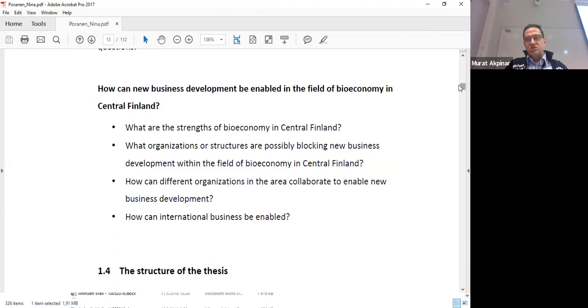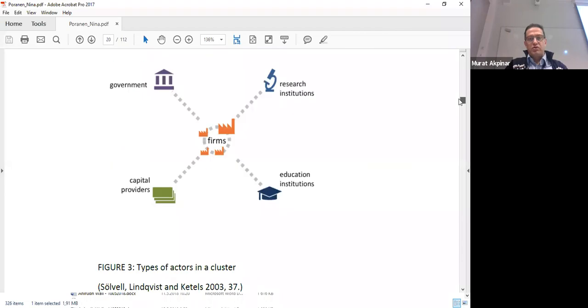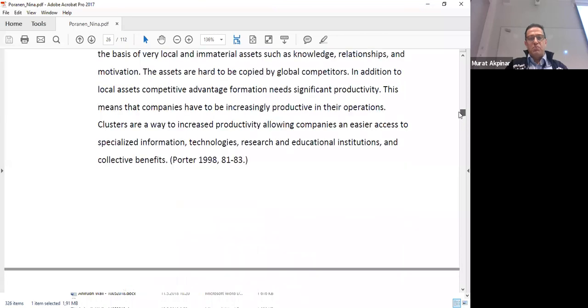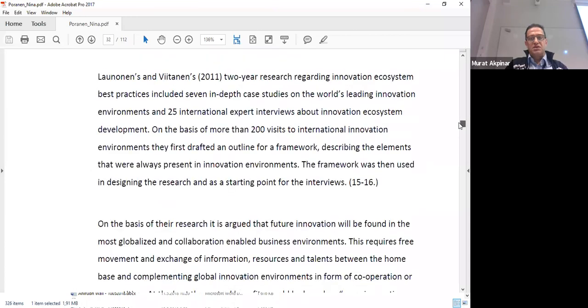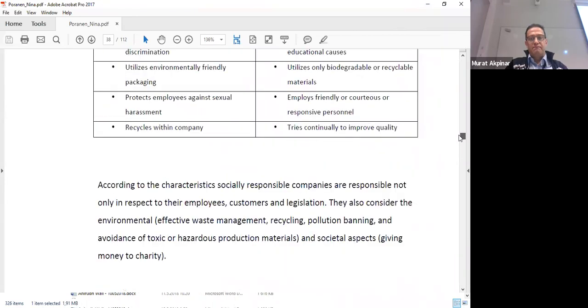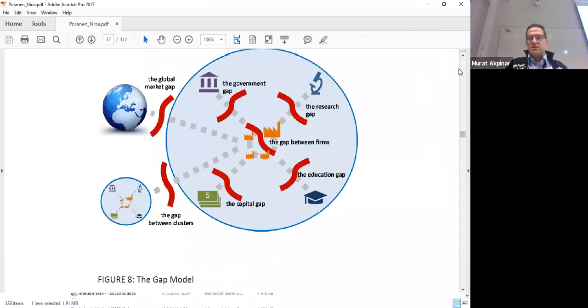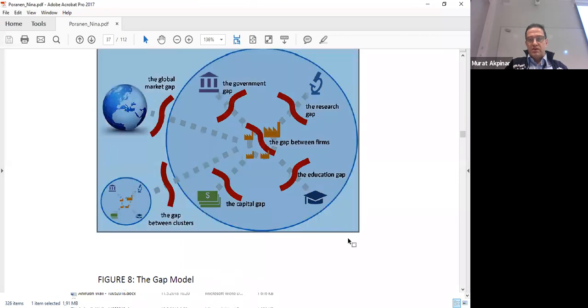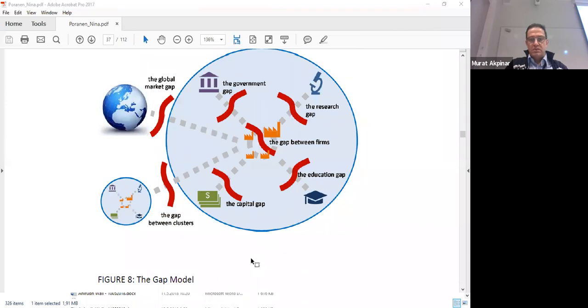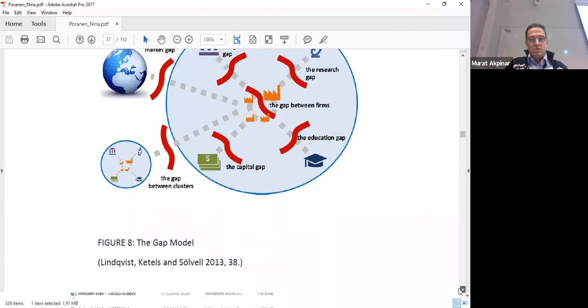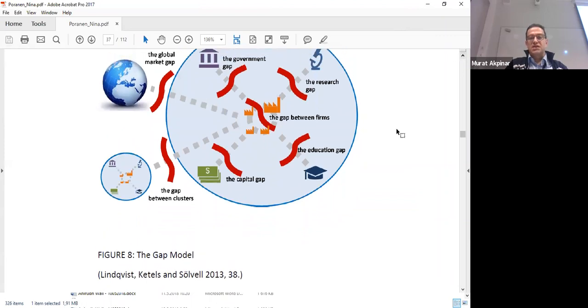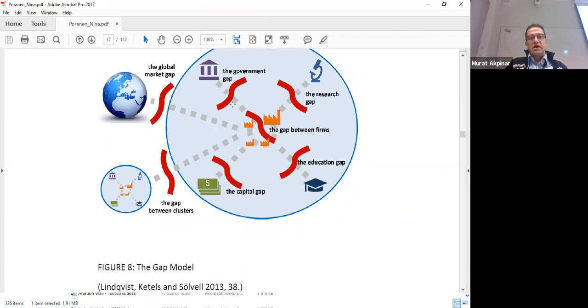And before looking at the results chapter, let's also have a look at the theoretical framework. So the theory that she is using is the gap model, which is, let's see the figure. So this is the theory that she's been using for the analysis. So the gap model. So she's been discussing collaboration between different actors, she's been looking at the gaps and how those gaps can be bridged. So this is the theoretical framework that she has used, and we have seen the research question and the sub-questions.